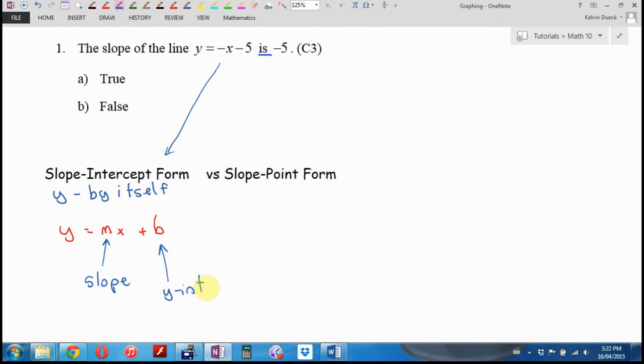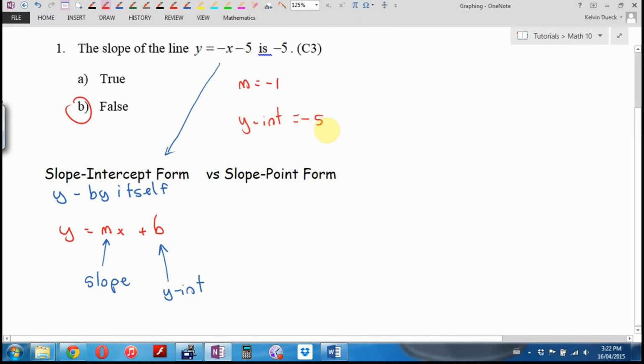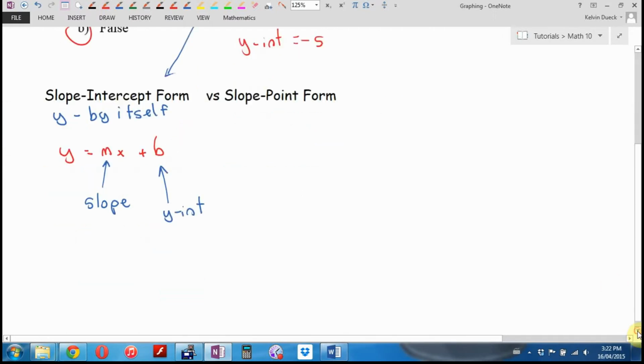So, what's the slope of this line? It's the number in front of the x sitting there. Negative 1. The slope is negative 1. So is the slope of this line negative 5? We would say false. By the way, what is that negative 5? Where is it sitting? It's the y-intercept. So if they had said the y-intercept of this line is negative 5, true. Okay? Now let's kick it up a notch. I'm going to do a very, very similar question.